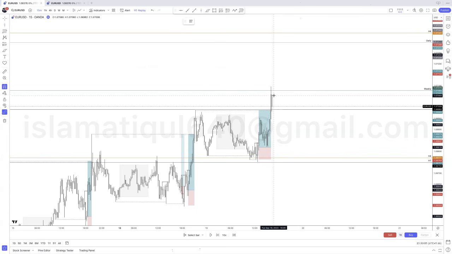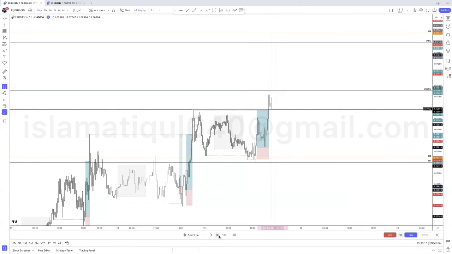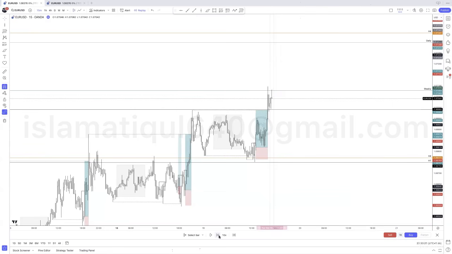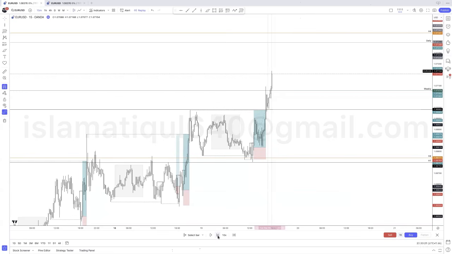So I'll wait for the New York kill zone, the New York session. Let's wait and see. Nothing yet. We're inside of the resistance. Now that high is getting swept, but no signs of reversal. I think they're trying to move up here.